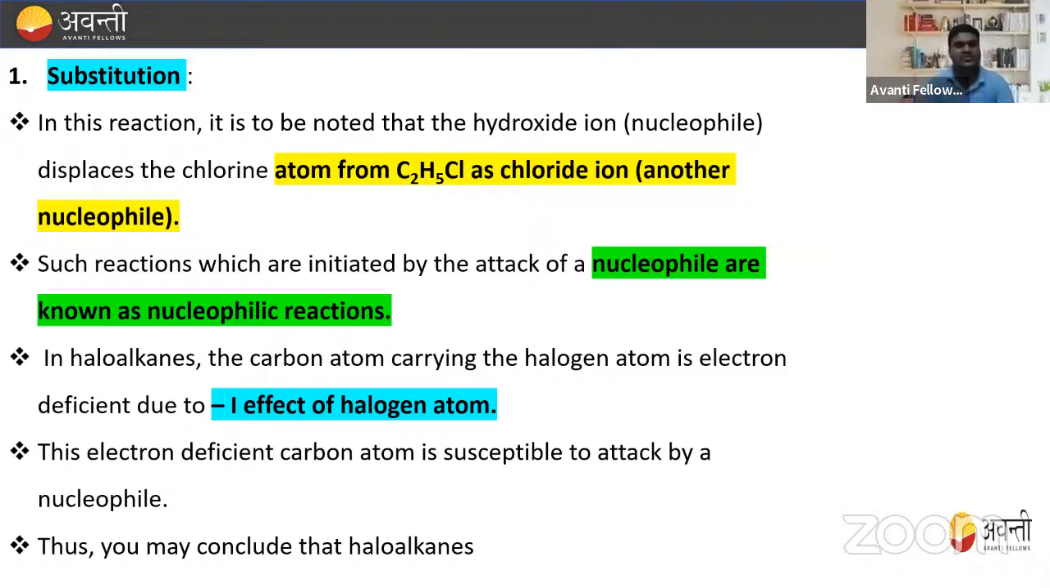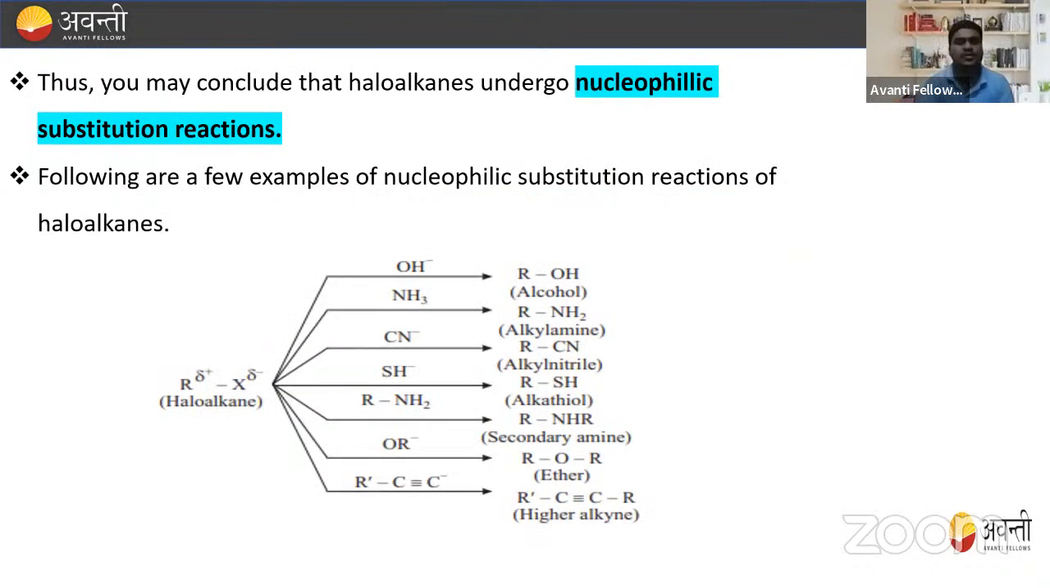So this electron deficient carbon atom is susceptible to attack by a nucleophile. Thus, you may conclude that the haloalkanes undergo nucleophilic substitution reaction. So, following are a few examples of the nucleophilic substitution reaction of the haloalkane. That is how this undergoes nucleophilic substitution reaction.